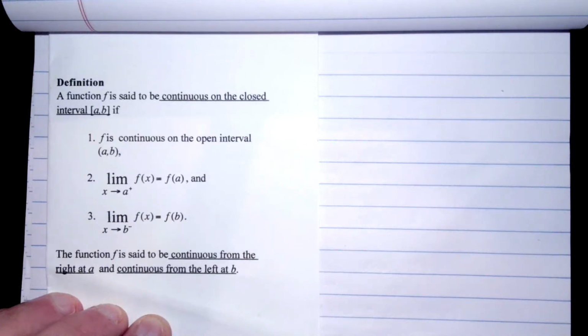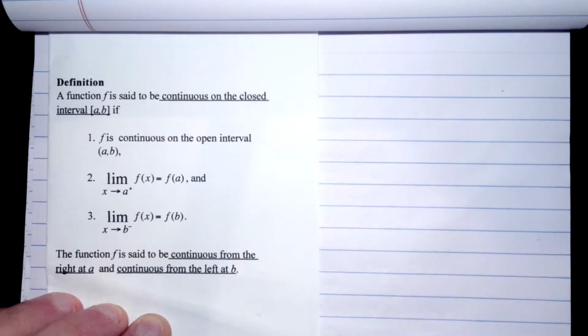In this video, we're going to talk about continuity on a closed interval. So here's the definition for continuity when it involves a closed interval. A function f is said to be continuous on the closed interval from a to b, and remember that means we are including the endpoints a and b.